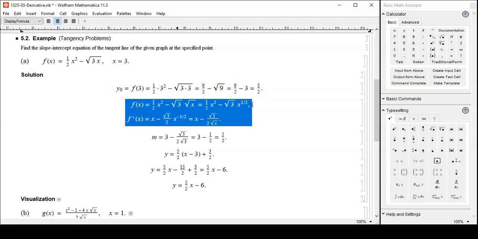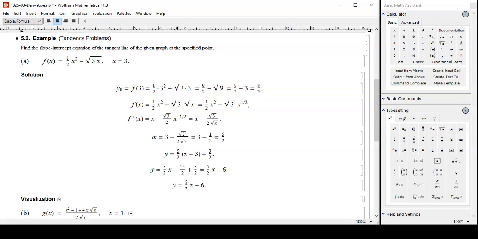In order to take the derivative, I need some algebraic manipulation. Change everything into the power form like this: 1/2 x squared minus square root of 3 times x to the 1/2 power, because square root is the 1/2 power function. And then we take the derivative using the power rule. Make sense? 1/2 is multiplied over there. We get square root of 3 over 2, and then negative 1/2 power. Okay, and then we get this.